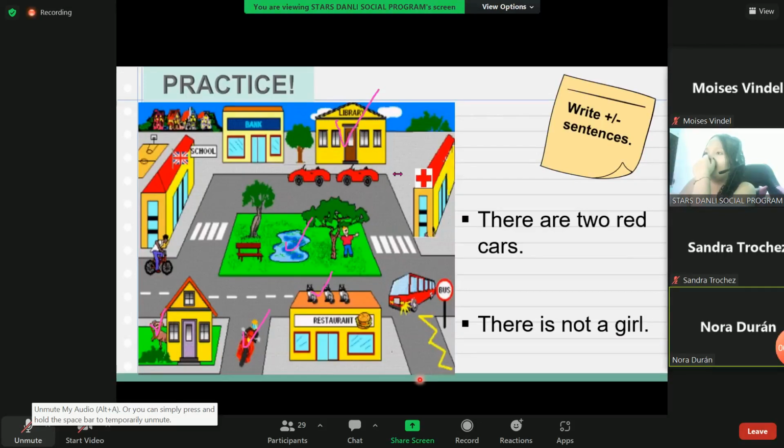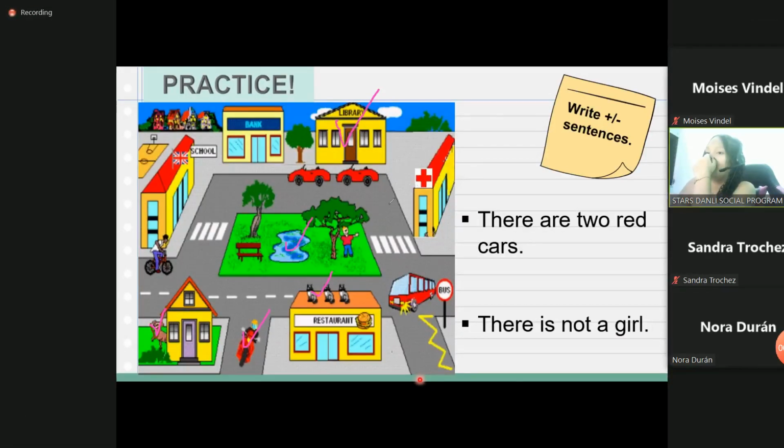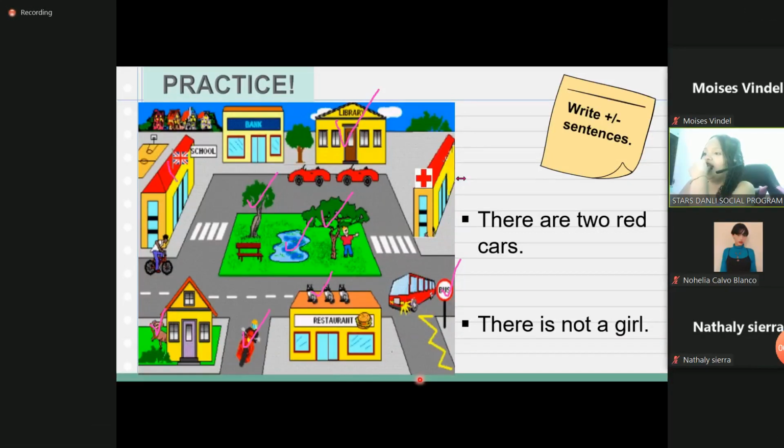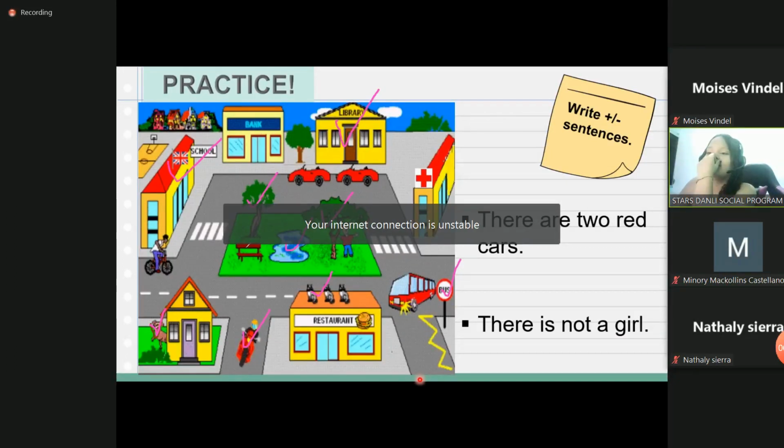There are 2 trees. Okay, here we have 1 and 2 trees, right? Now, let me see, Noelia. There is a bus. The bus station. Nathalie. There is a school. Yeah, here we have the school. Now, Minori. There is a bank. Banking. This one. Yes. There is a banking.